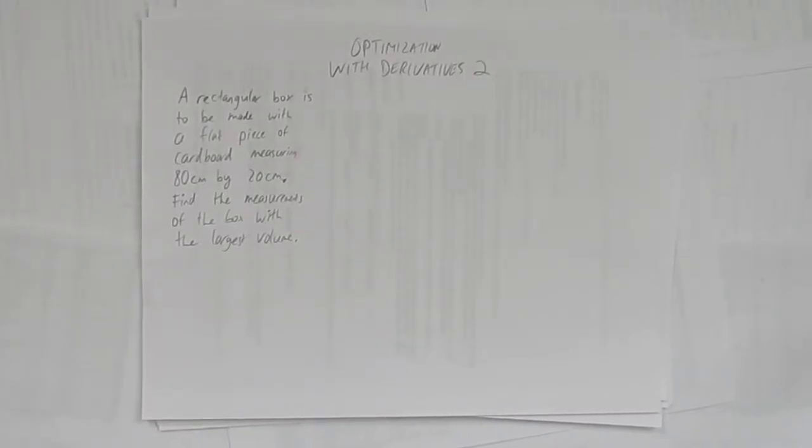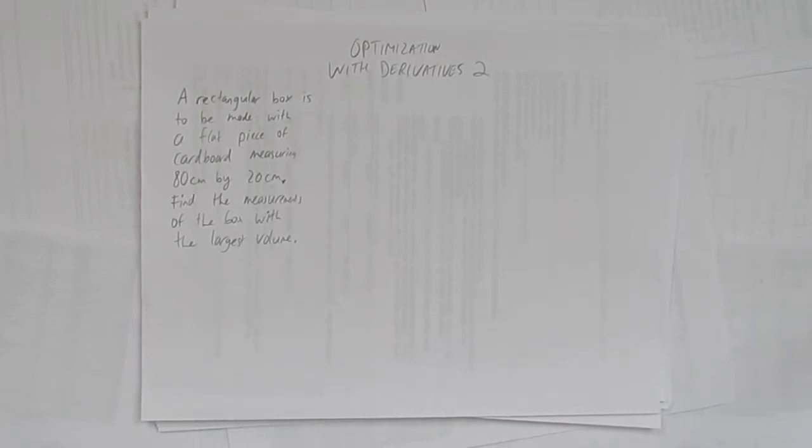In this video, we'll look at optimization with derivatives. The problem is as follows. A rectangular box is to be made with a flat piece of cardboard measuring 80 centimeters by 20 centimeters. Find the measurement of the box with the largest volume.